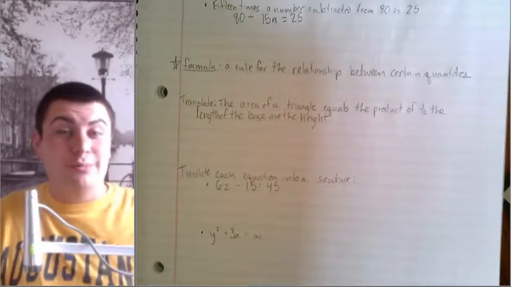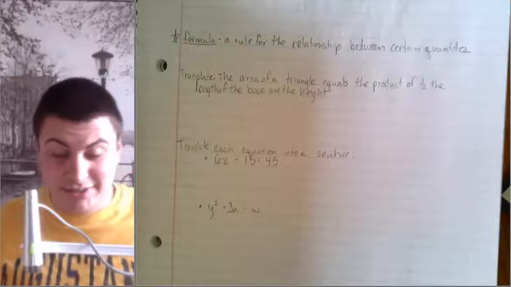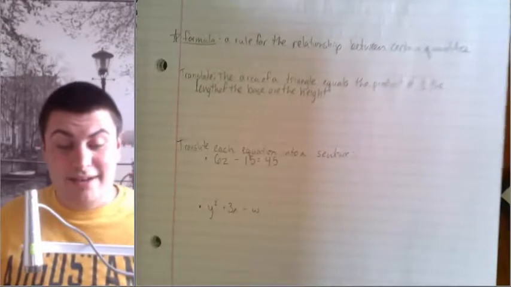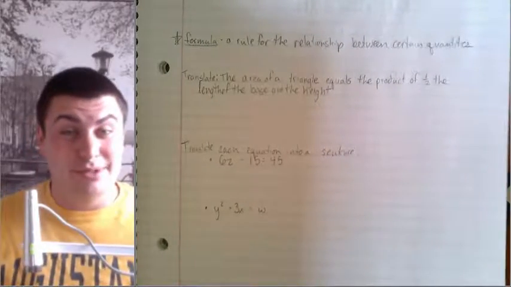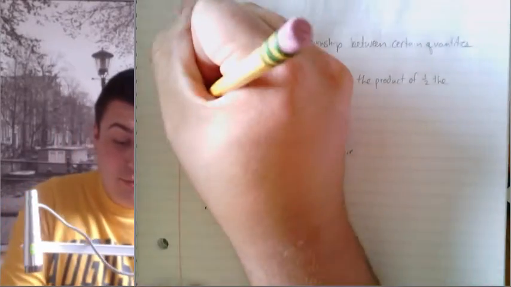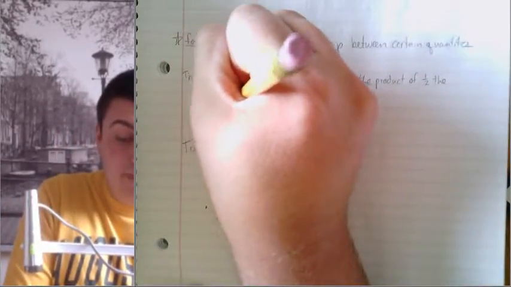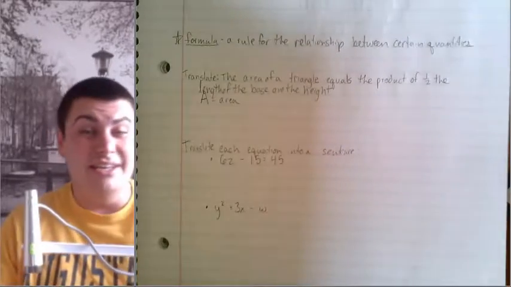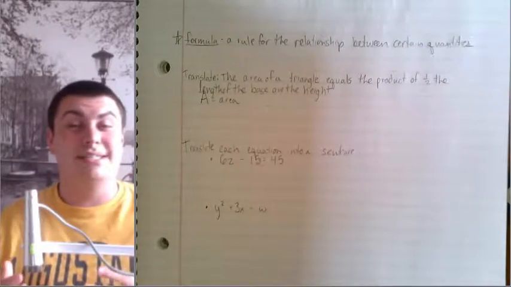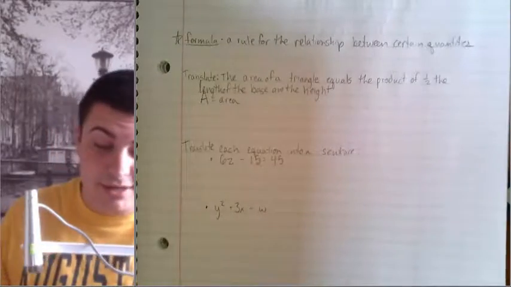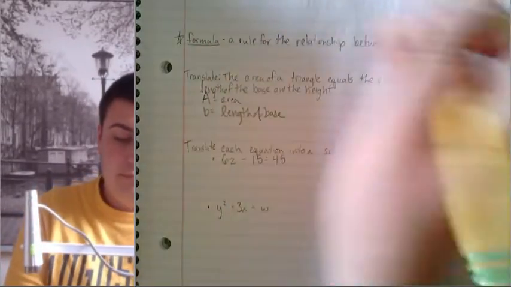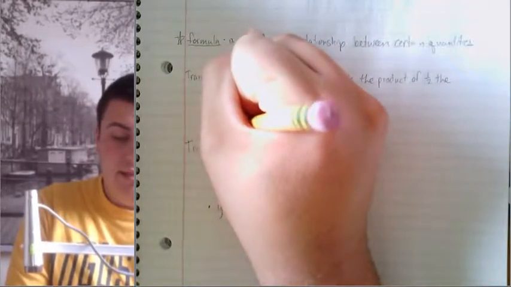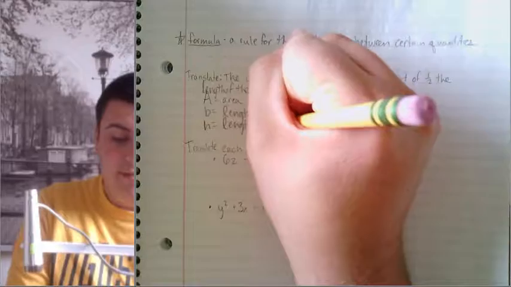So if we translate formulas, we can say that the area of a triangle equals the product of 1/2 the length of the base and the height. So first thing is we need to define some variables. We're going to call A our area, our total area. And if you have any formula, you will need to translate these variables as you go. Let's call B the length of the base, and let's call H the length of the height.